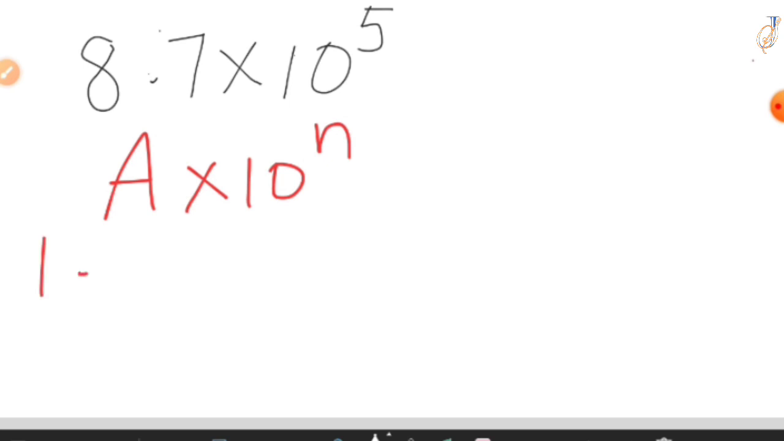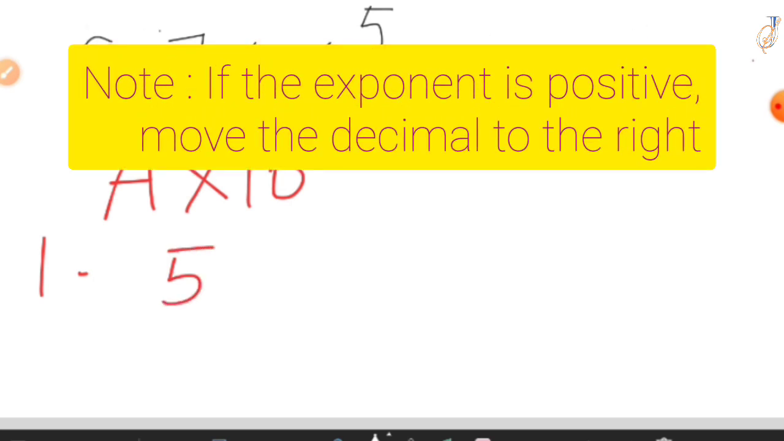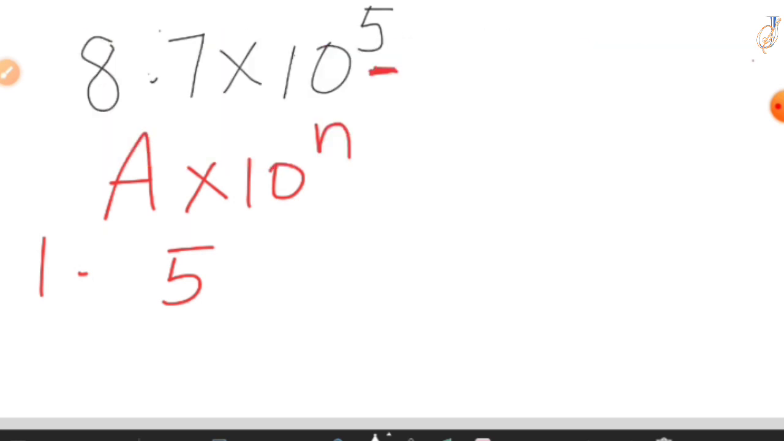Step 1. Look at the exponent. That means the power. Here the power is positive, which is 5. So this is the exponent. If the exponent is positive, that means the decimal place will be moved forward or to the right. Next, step 2. In the number 8.7, move the decimal forward 5 places.